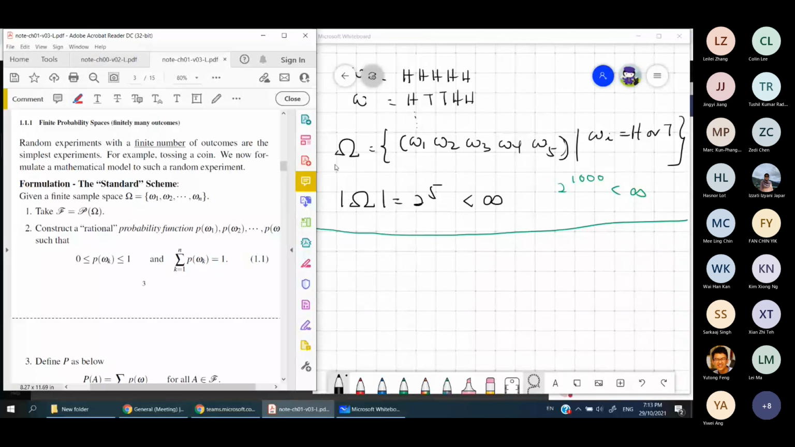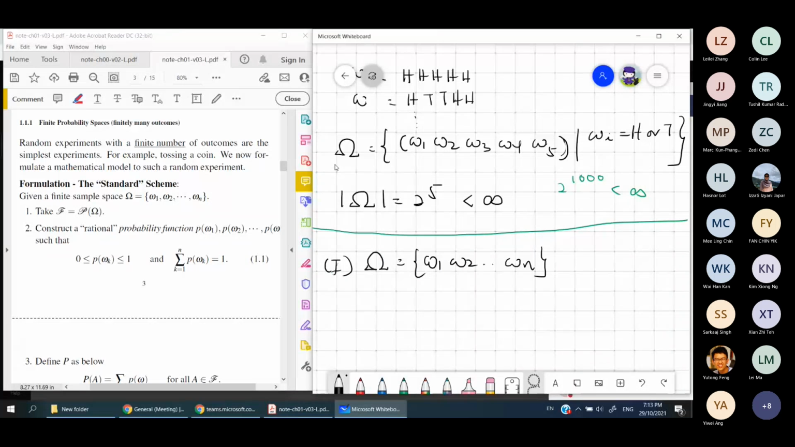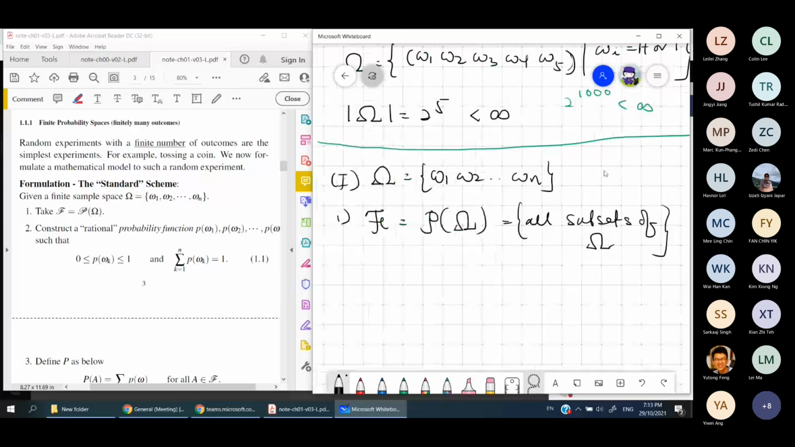Maybe I do it one by one. So when omega is omega 1, omega 2 up to omega n, this is a finite case. So we just take our sigma field to be the power set, I mean the collection of all subsets of omega. For the finite case, you don't have to worry about what kind of subset cannot be an event.